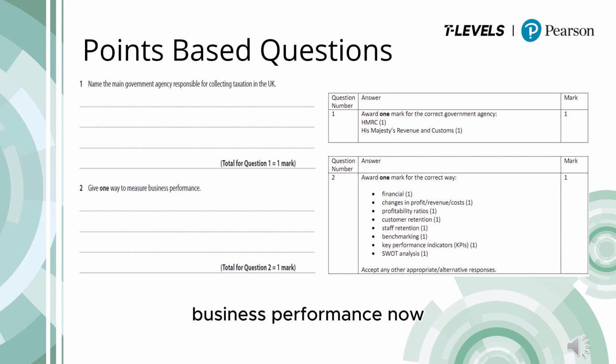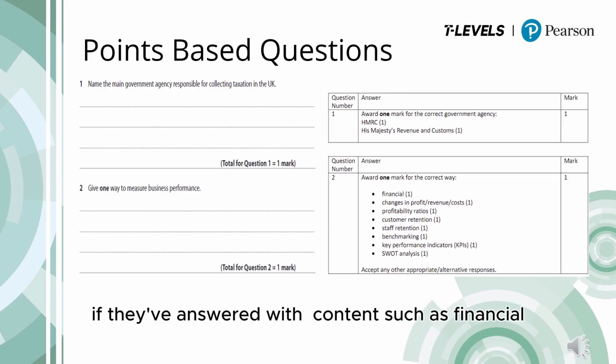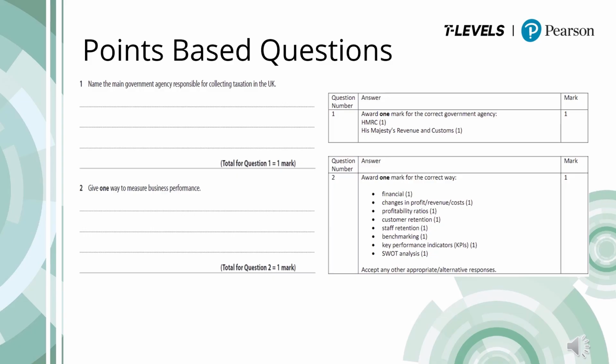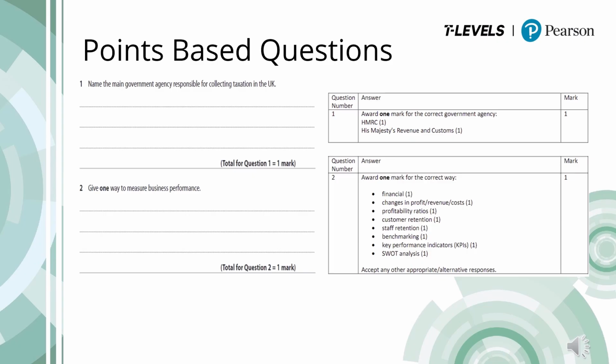So for example, here you can see they're asking them to name a government organisation or give one way to measure business performance. Now, these questions are points based because for each correct statement that the student gives, they will get a mark. So if they've answered question 1 with HMRC or His Majesty's Revenue and Customs, that's a mark. And for question 2, if they've answered with content such as financial, customer retention, SWOT analysis, KPIs, that will also get them a mark.